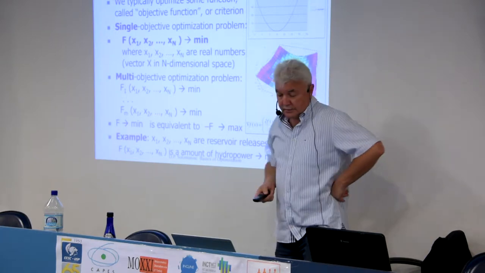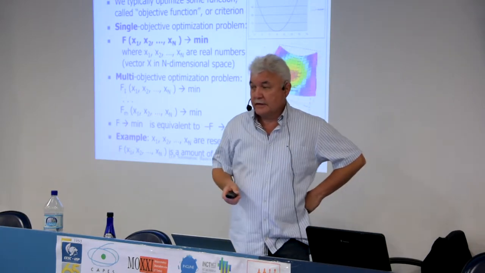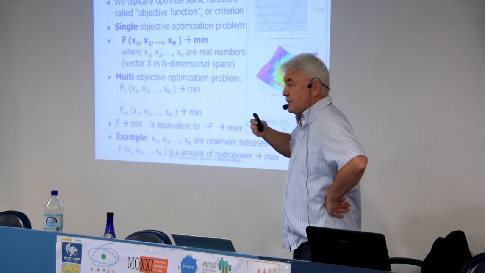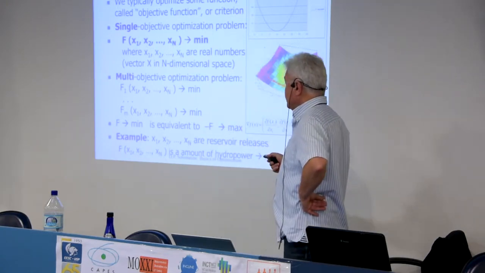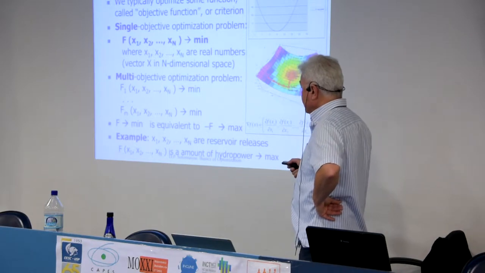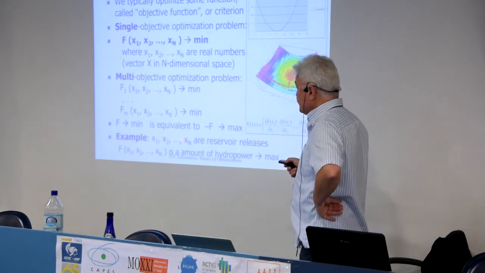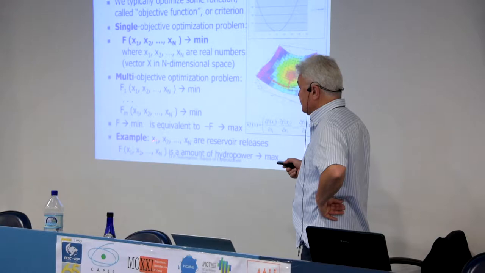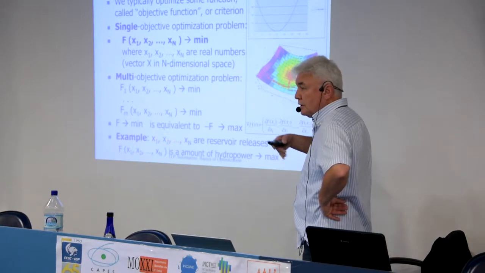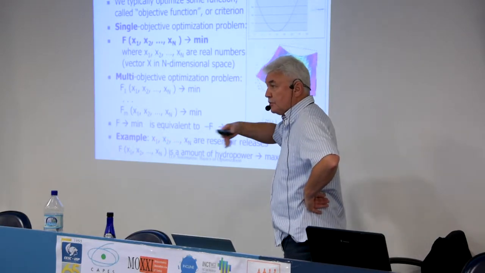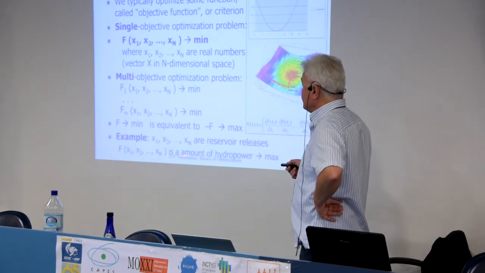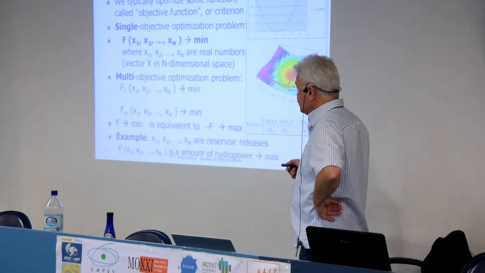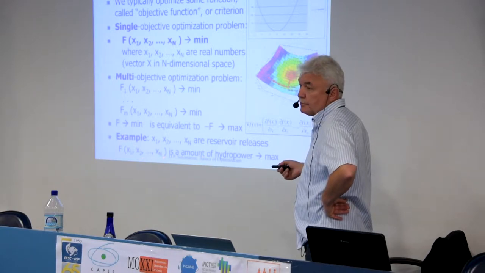An example again could be that x1 to xn are releases from the reservoir through the turbines to generate electrical power. You want to choose these releases, and this is in time: today, tomorrow, and so on, for several days or months or for the whole year. You want to find releases that would, for example, maximize the amount of hydropower generated.